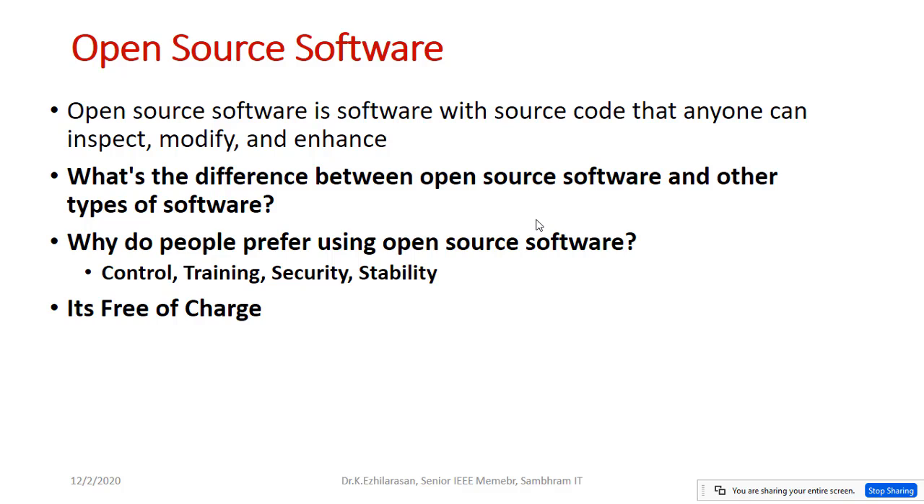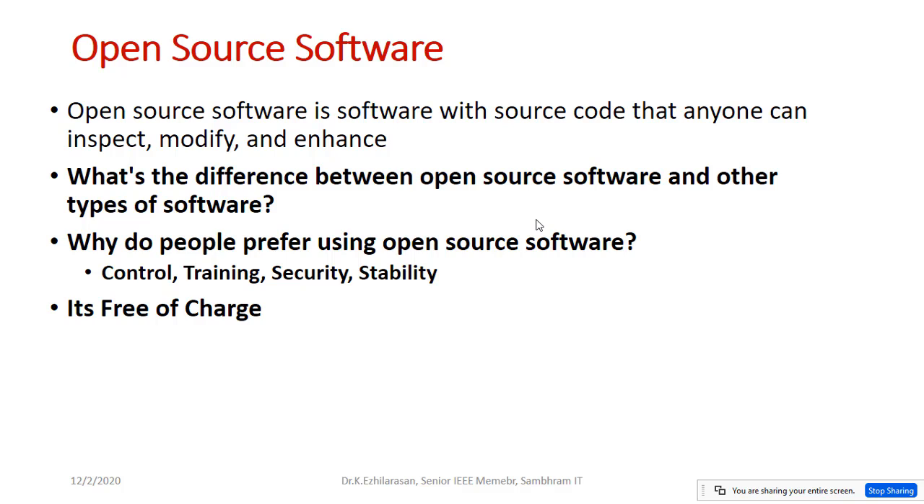You can add some features. If you want, you can delete a feature. You can use it for your own purpose, however you want. That is one of the very important things about open source software. Earlier, for operating systems, we used only Windows. Later came the open source Linux system, which was now a little bit commercial, but there was more security in that.